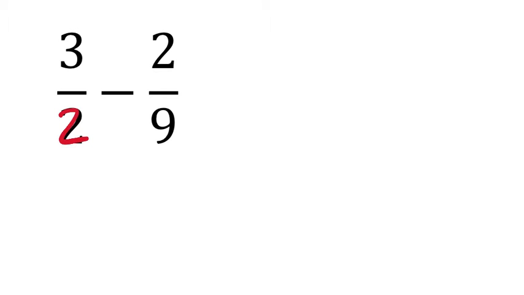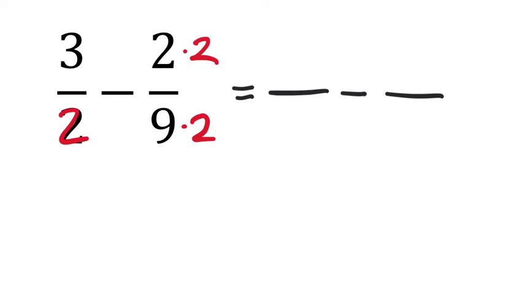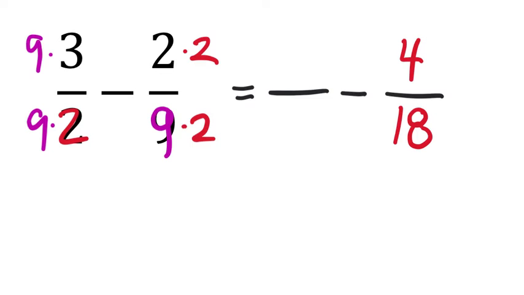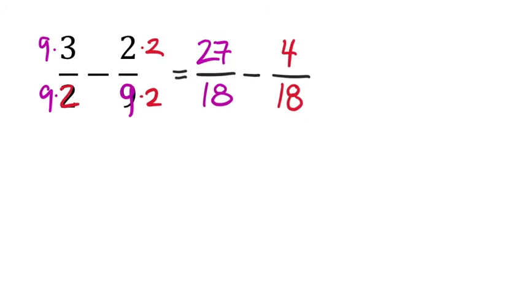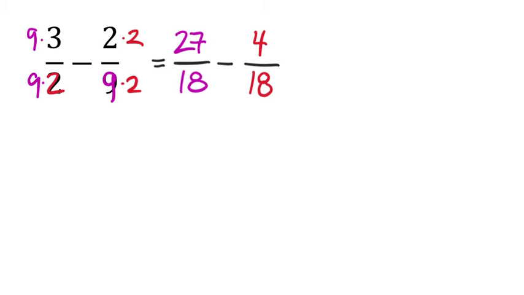I'm going to take my 2 denominator and scale the second fraction by 2, which will give me a new fraction. Now this is a subtraction of fractions. But the second fraction in the numerator, 2 times 2 is 4. In the denominator, 9 times 2 is 18. But then I take my 9 denominator and multiply or scale that first fraction there by 9. So in the numerator, 9 times 3 is 27. In the denominator, 9 times 2 is 18. So again, that forced the denominators to match right away.